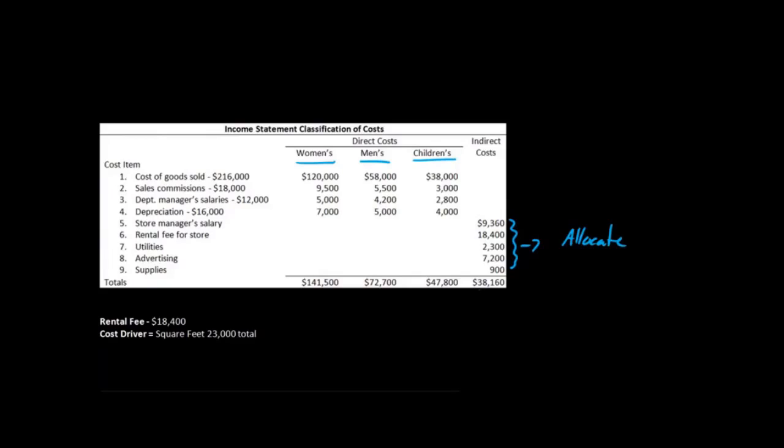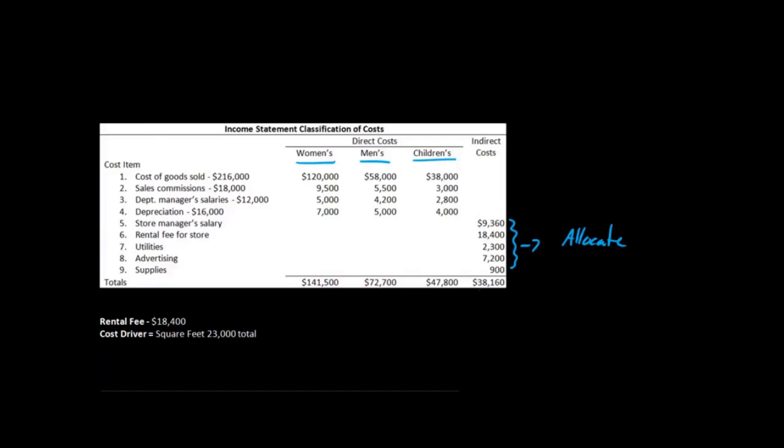And this is what we're going to get into in this video. How do you allocate this indirect cost? And allocating indirect cost really gets into behavioral issues. It's not always as simple as picking a way of allocating it and allocating it. Because as you'd probably expect, the managers of each of these three departments are going to have different ways that they think the cost should be allocated.